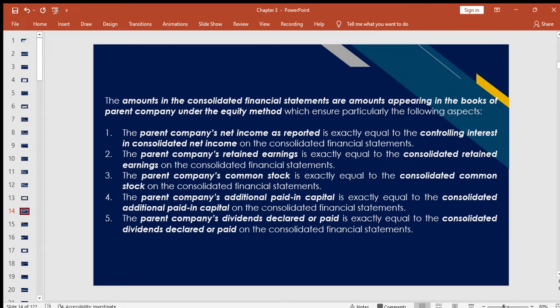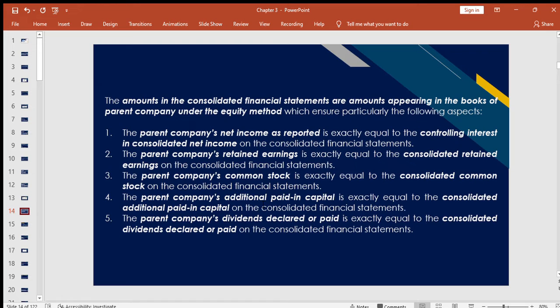So, the amounts in the consolidated financial statements are the amounts appearing in the books of the parent under the equity method, which ensures particularly the following aspects. One, the parent company's net income as reported is exactly equal to the controlling interest in consolidated net income of the consolidated FS. So the parent's retained earnings is exactly equal to the consolidated retained earnings.